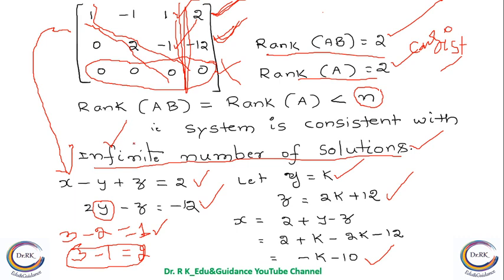So that's why we say the system is having infinite number of solutions, right? So I think we covered three kinds. First one is unique, next one is inconsistent, that is where there is no solution, and third one is infinite number of solutions.